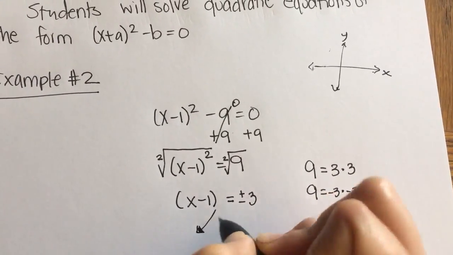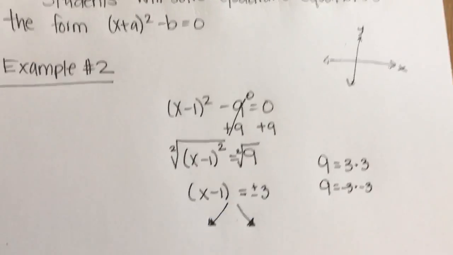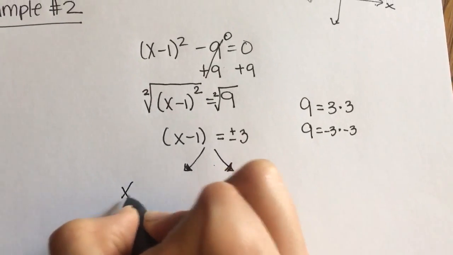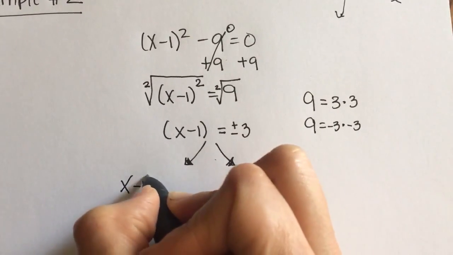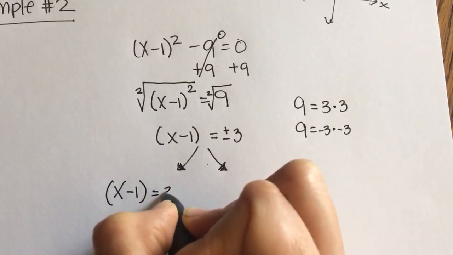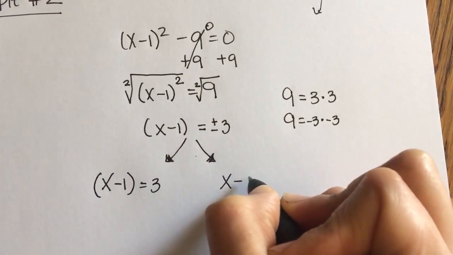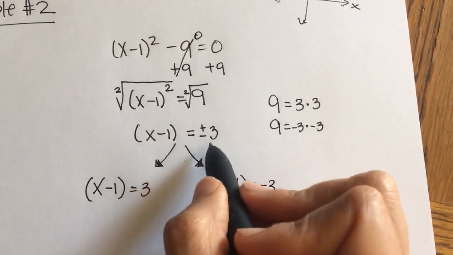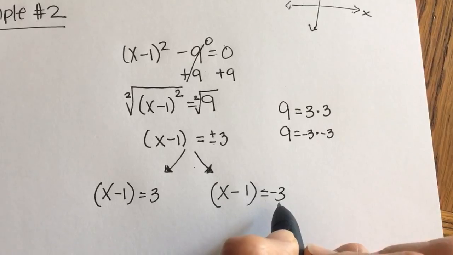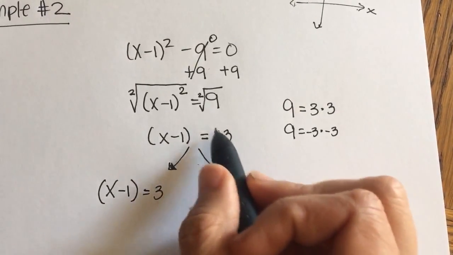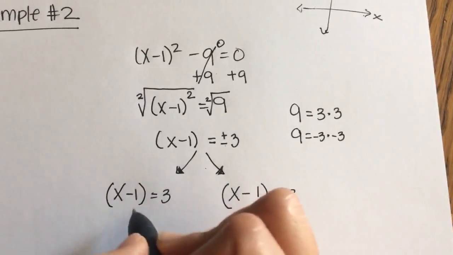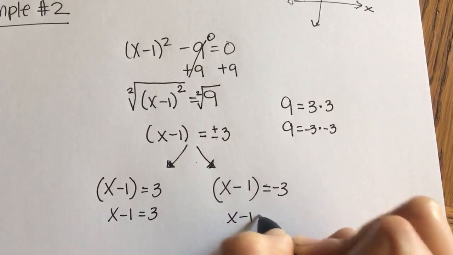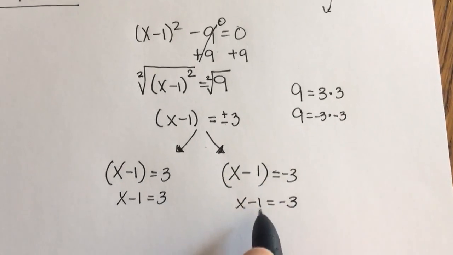So we're gonna solve two different equations. All right, so x - 1 equals 3, and then x - 1 equals -3. So I took 1 and I placed it on my right, and then I took the positive 3 and then placed it on my left. All right, so let's rewrite this without parentheses. And then we solve for x.